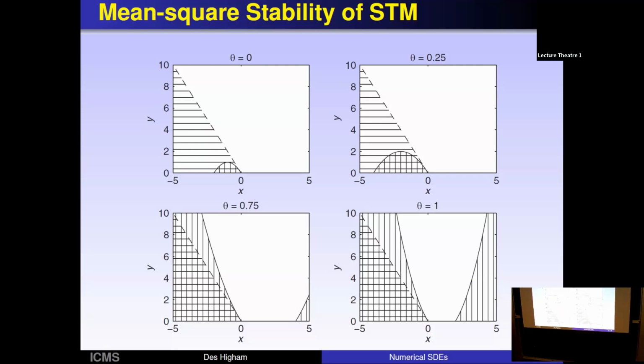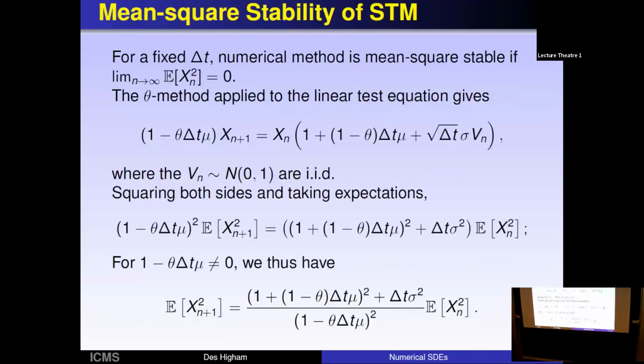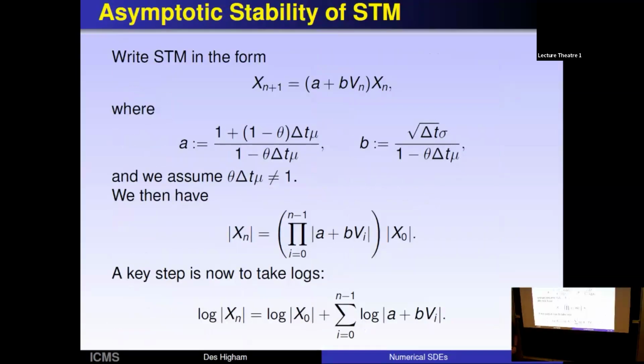If I go back, I said that asymptotic stability is also equally reasonable to ask for. If the problem is asymptotically stable, under what conditions is the method going to be stable? Okay. So I think here it's better just to write down the general form of the theta method.